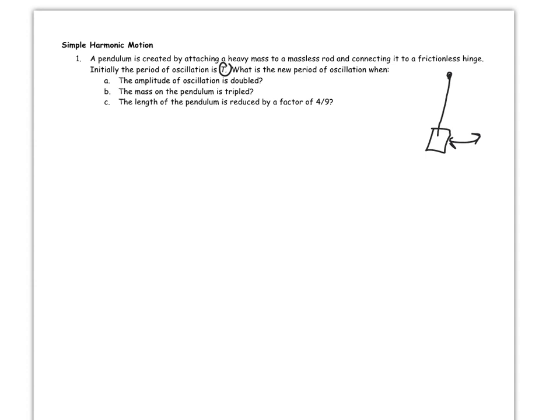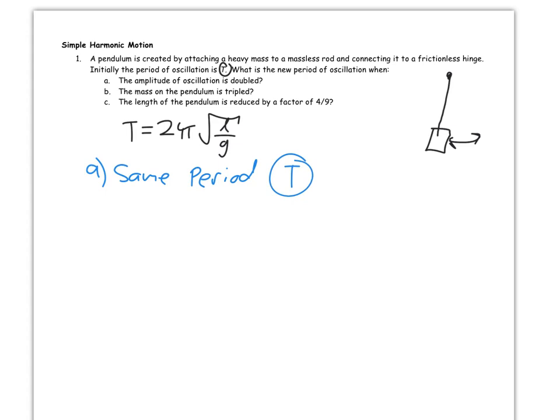So for this first one, we want to know what the new period of oscillation is when the amplitude is doubled. I'm going to think about the period for a pendulum and the fact that it's 2 pi times the square root of L over g. And that's going to help me determine all of these quantities here. So what happens when the amplitude is doubled? We see the amplitude is not present at all in this equation, so that means that we have the same period. Our period is still going to be equal to T in this situation.